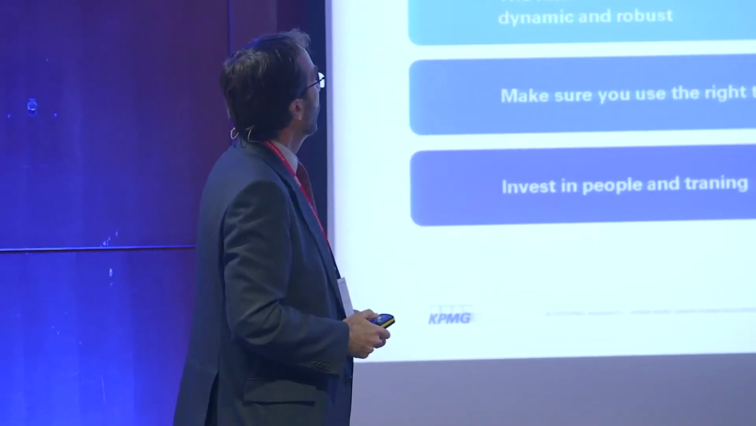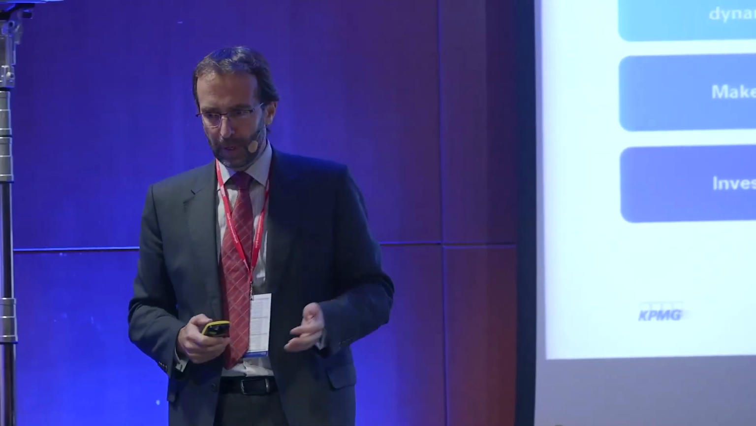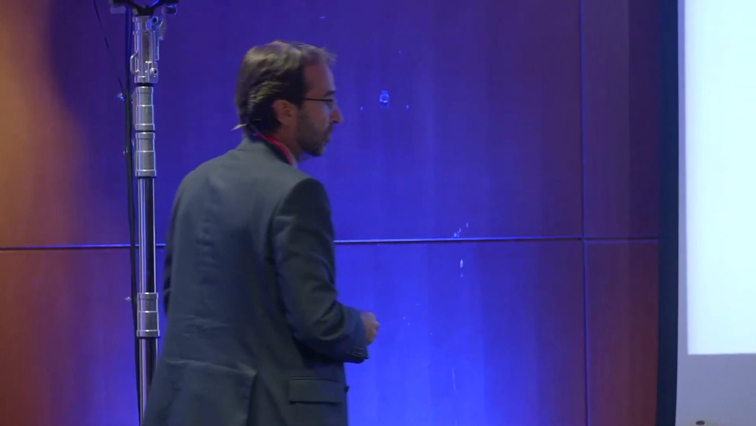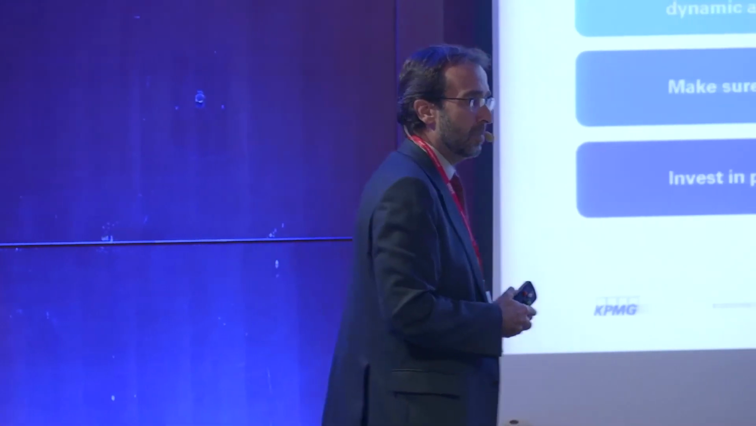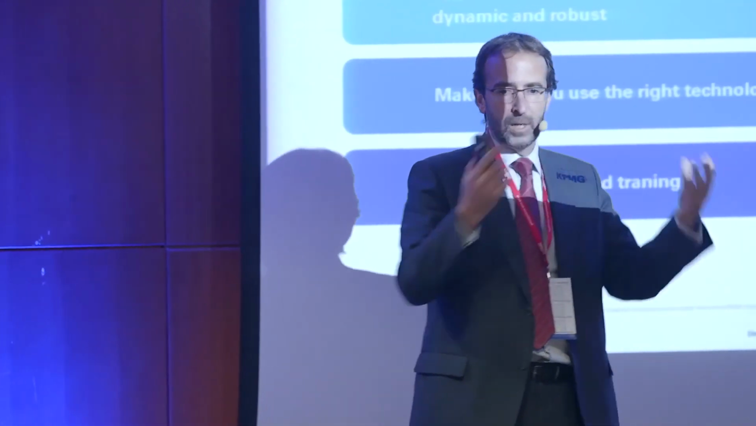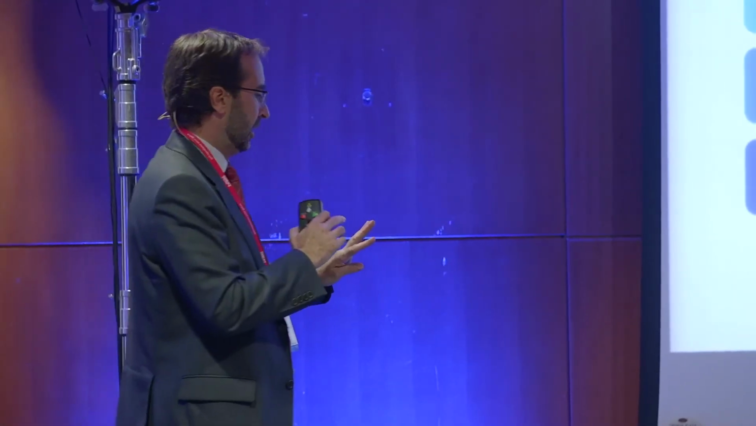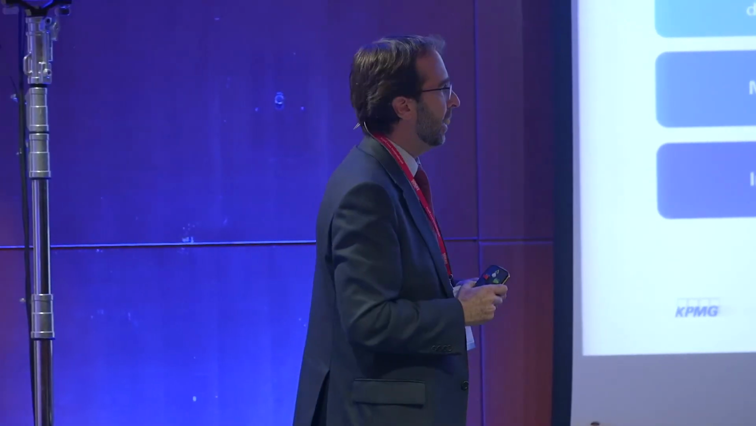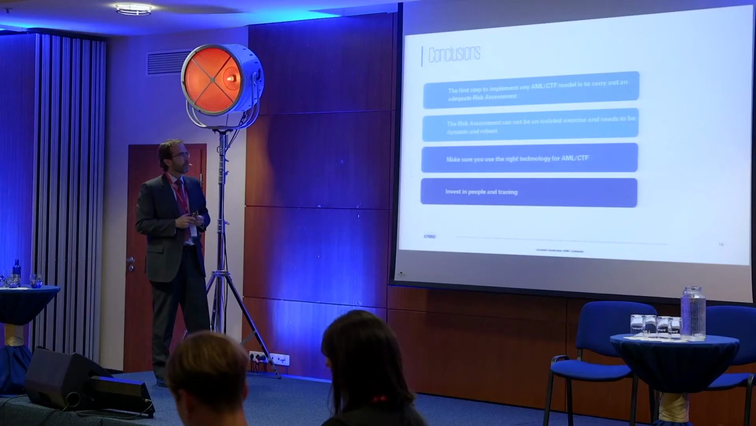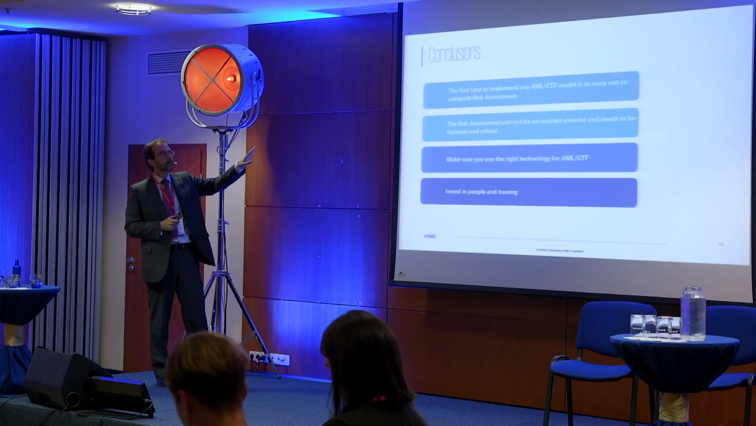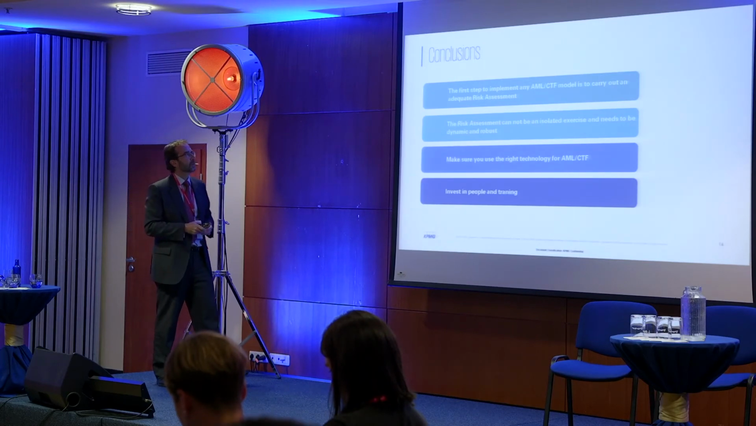Okay, so we have seen the four pillars, and one more minute on the main conclusions. Main conclusions for implementing an AML model in a jurisdiction like this one in the Baltic area. I would say four pillars, remember: risk assessment, controls and procedures, technology, and people and training.